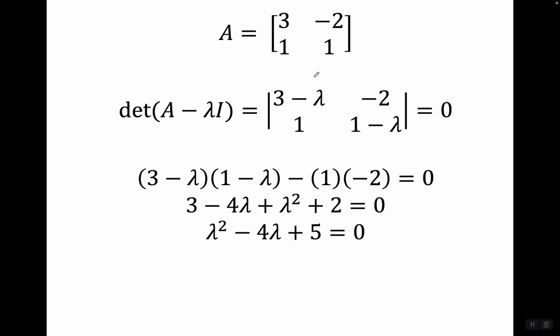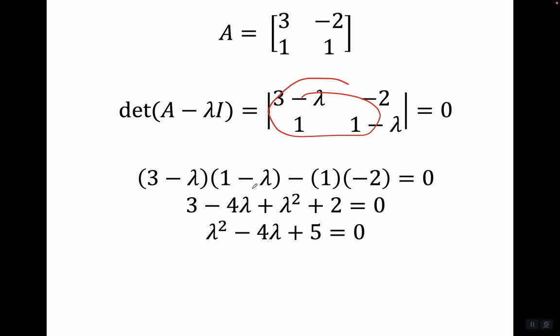There's our matrix A. The eigenvalues are going to be the solution to the determinant of A minus lambda I equals 0. So here's A. We subtract lambda from everything on the main diagonal. We get this. Take the determinant. We get (3 - lambda)(1 - lambda) - (1)(-2) = 0. In other words, 3 - 4 lambda + lambda squared + 2 = 0. So we have lambda squared - 4 lambda + 5 = 0.